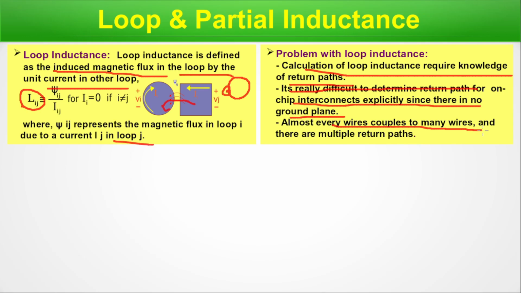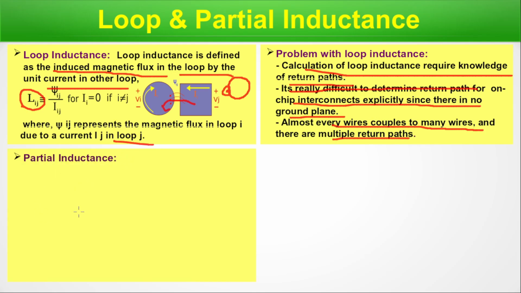Almost everywhere a wire is coupled to many wires, and there are multiple return paths, because it's a complex 3D geometry at the interconnect level. Many interconnects run parallel, up, down, on both sides. So determining a single return path is difficult. We will see that inductance is basically a long range effect. For capacitance, we can consider the nearby elements, but for inductance, the effect decreases very slowly with distance. With this complex 3D geometry, confirming a return path is difficult.